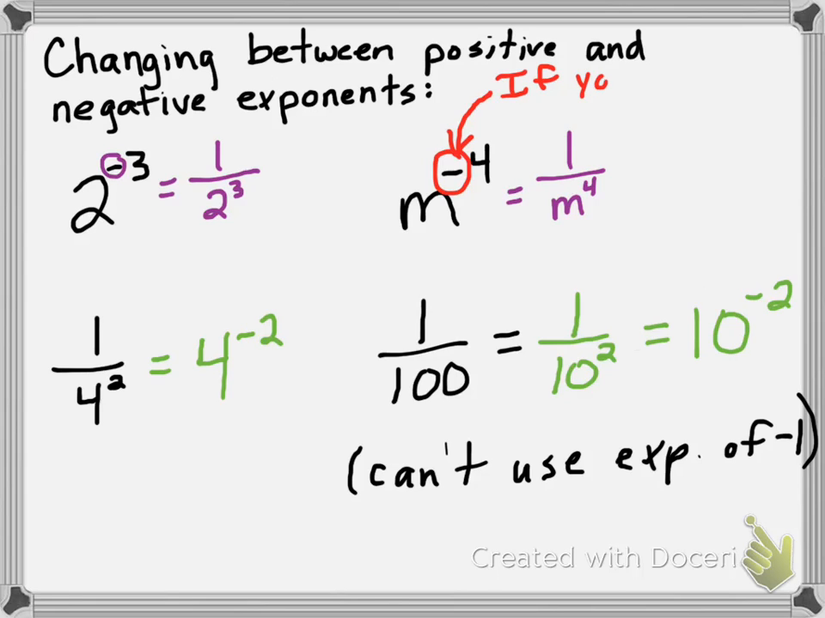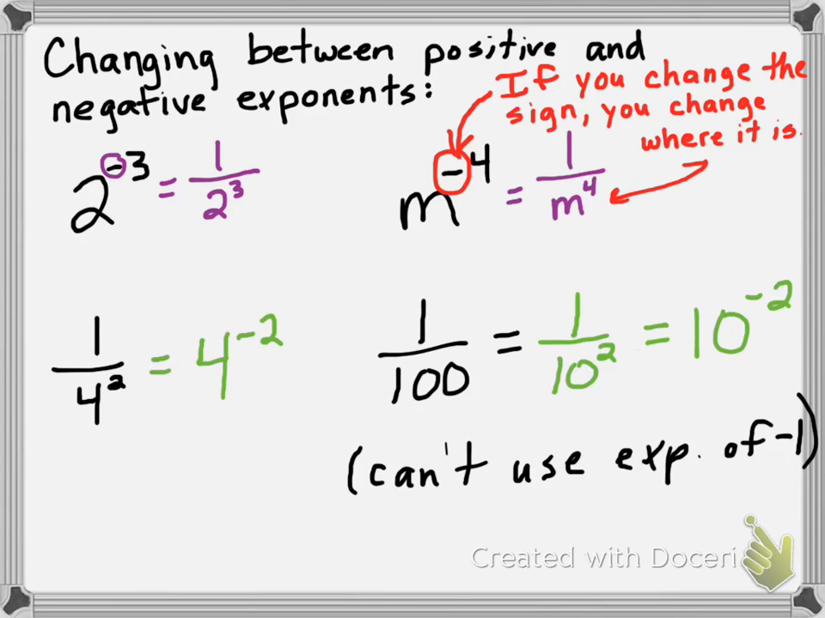Okay, so now to reiterate basically what we're doing here: if you change the sign on the exponent, it changes the position of that value. Okay, so if it's in the numerator and you change the sign, then it's going to go down to the denominator. If it's already in the denominator, then it's going to move to the numerator.